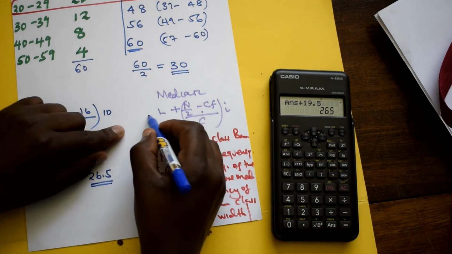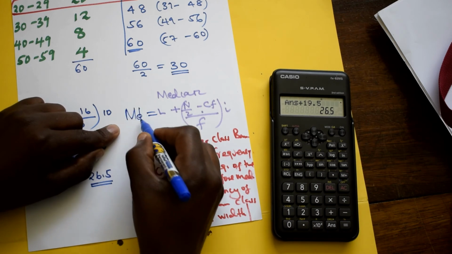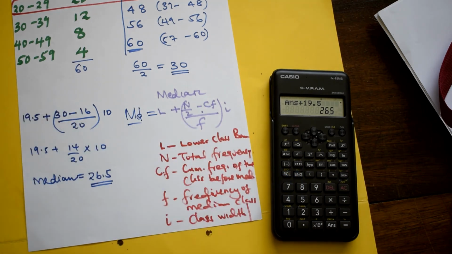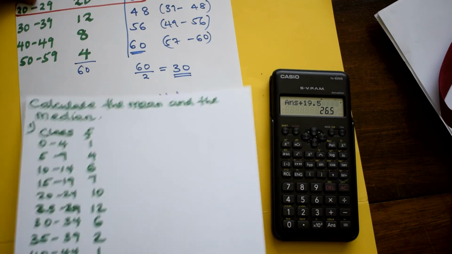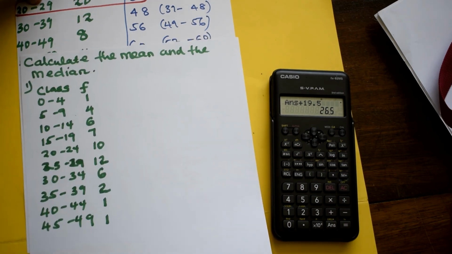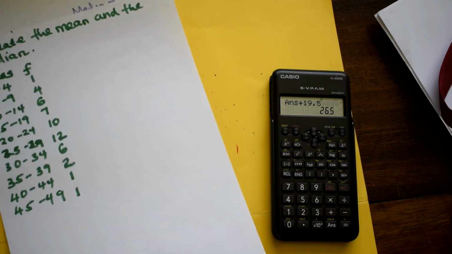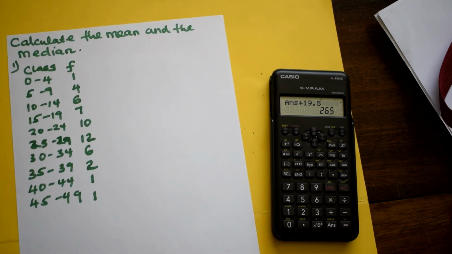So this is the formula for the median: lower class boundary plus n over 2 minus Cf over F, multiplied by the class interval. That's how we calculate the median for grouped data. So let's see. In this example, we are told to calculate the mean and the median of this data.